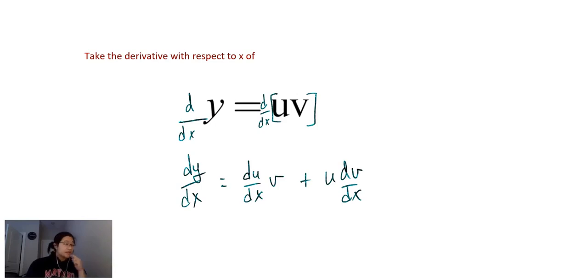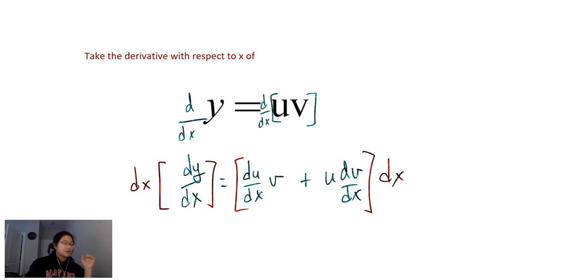Okay. Now, what happens if we multiply by our differential dx? Because dx is everywhere. So let's do that. Let's see what happens. And we're going there, dx. Okay, so then we have dy equals, and we're going to flip this order. So we have v du plus u dv. Okay. Now, right, because this cancels with that and that cancels with that.